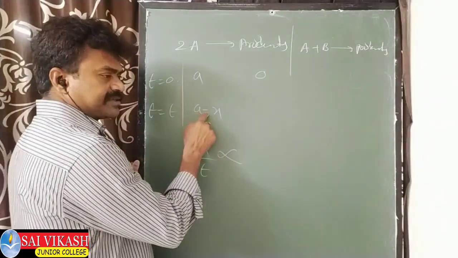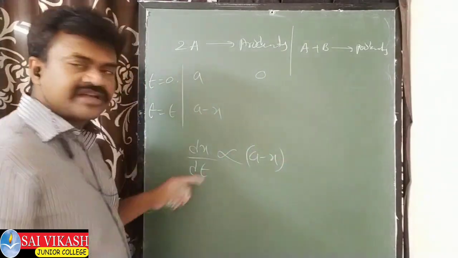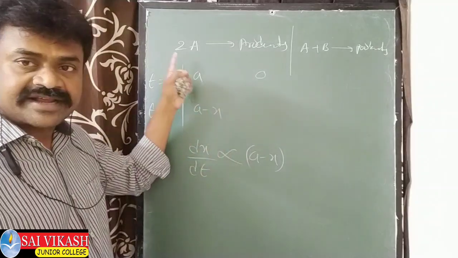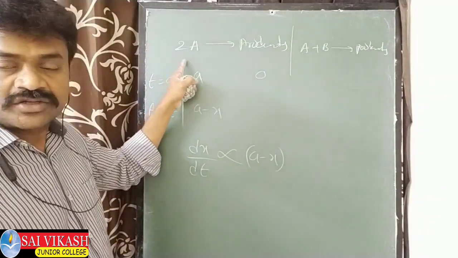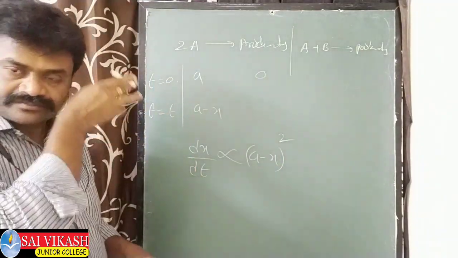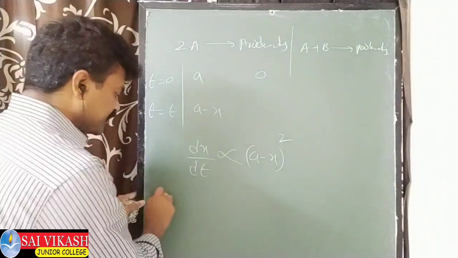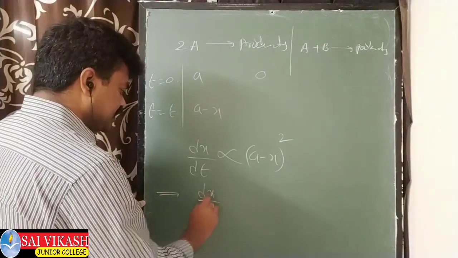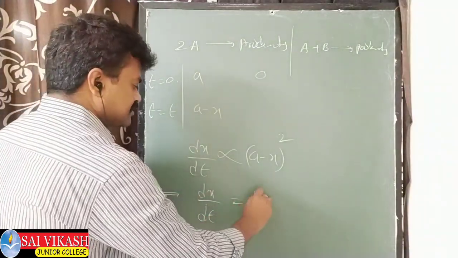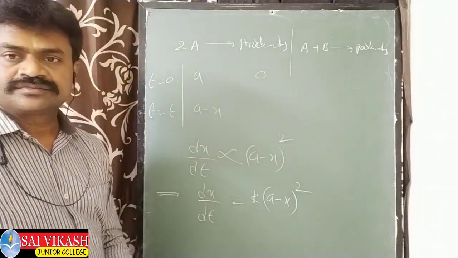The reactant present at time t is A minus X. But here it is second order, so the coefficient is 2, and the 2 will come as a power onto this. Again we need to remove the proportionality, and you will get the k. So dx by dt is equal to k into (a minus x) power 2.